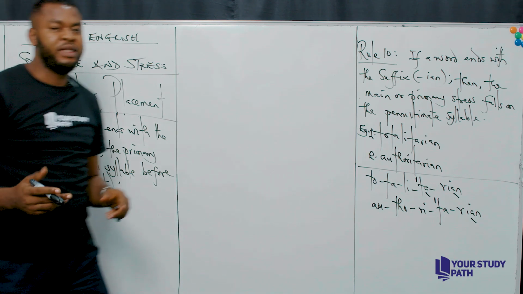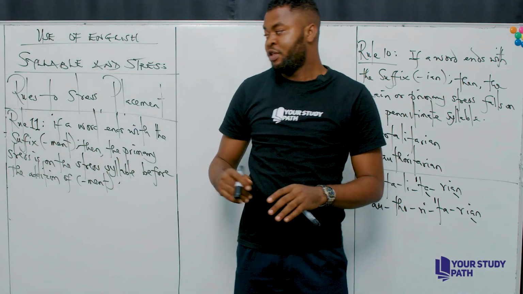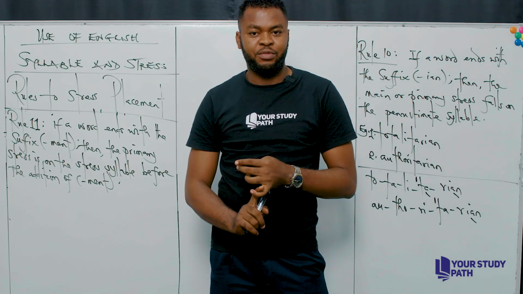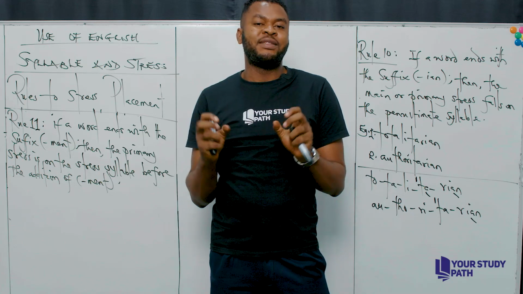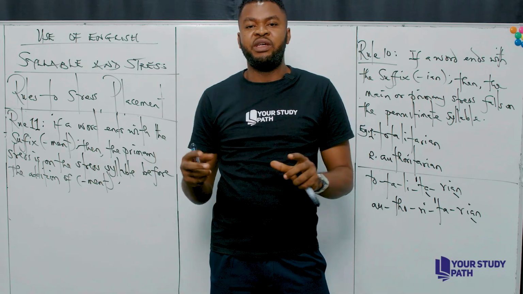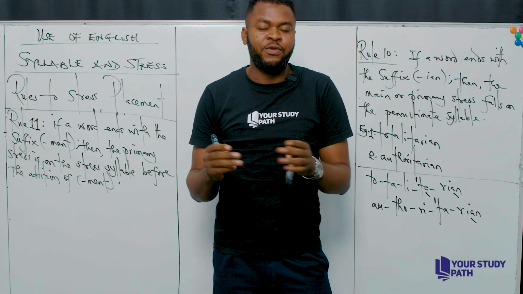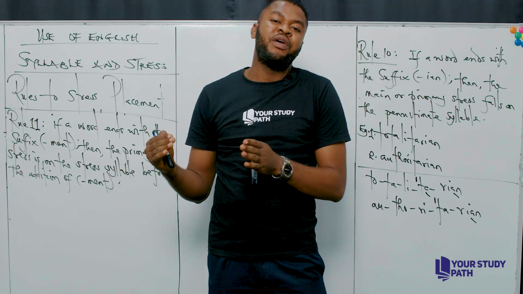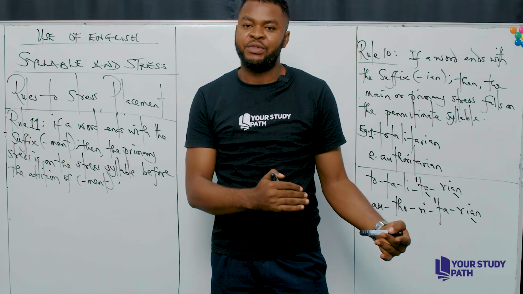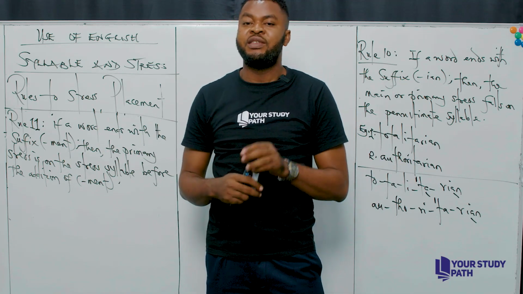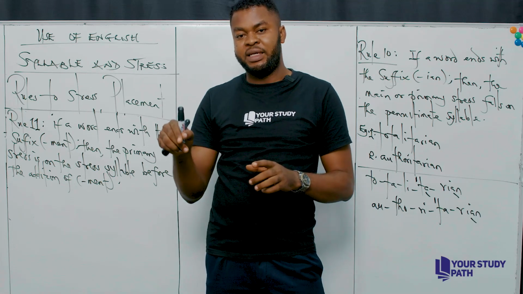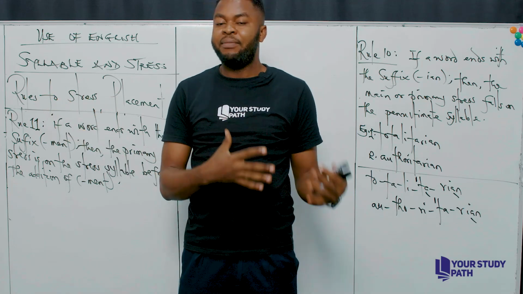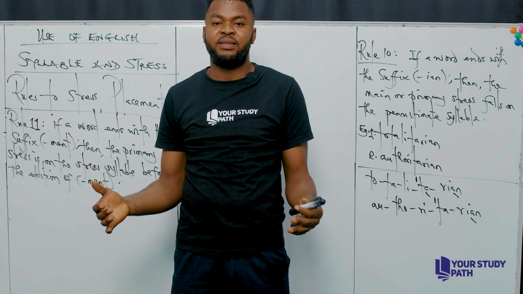Now, let me explain this to you. What I mean by this is, if you have a word that ends with ment, you need to try as much as possible to determine the shorter version of the word. For instance, if you have establishment, before the addition of ment, you have establish. In establish, the stress is placed on sta. So if you now add ment to the word establish, you would have establishment.